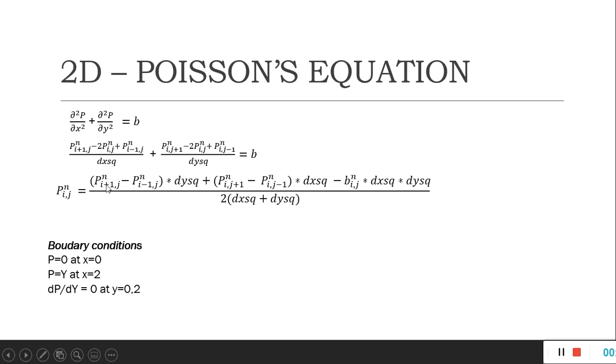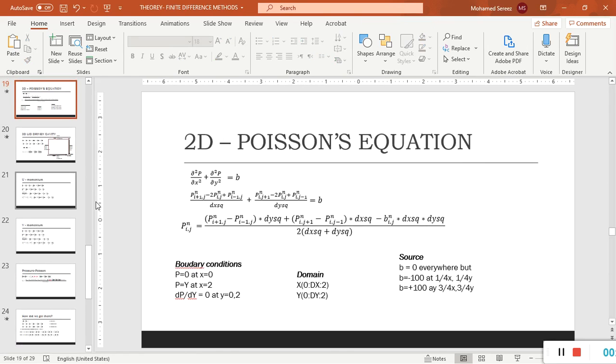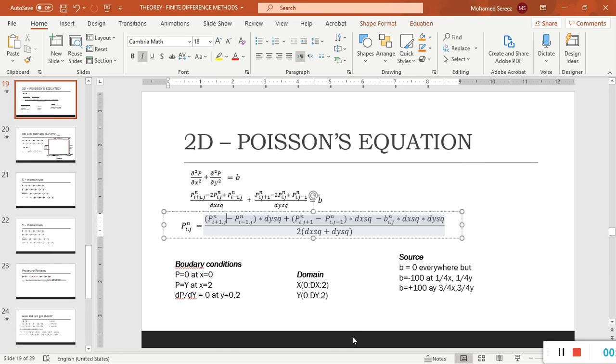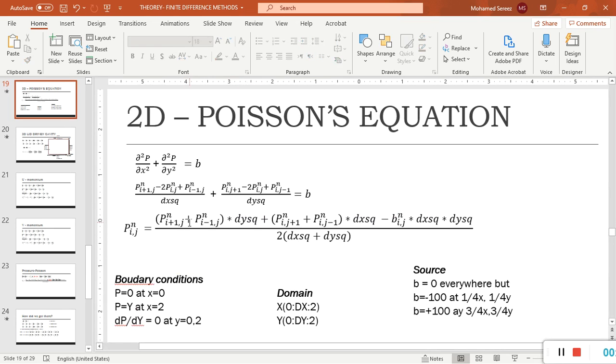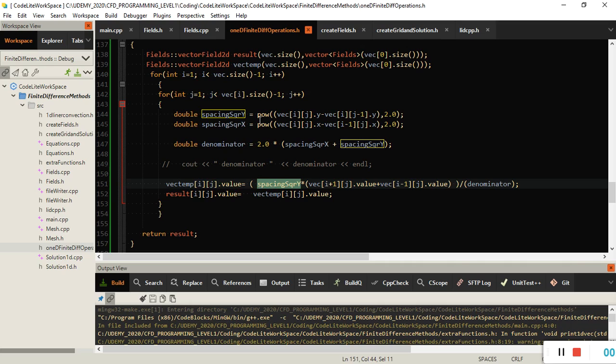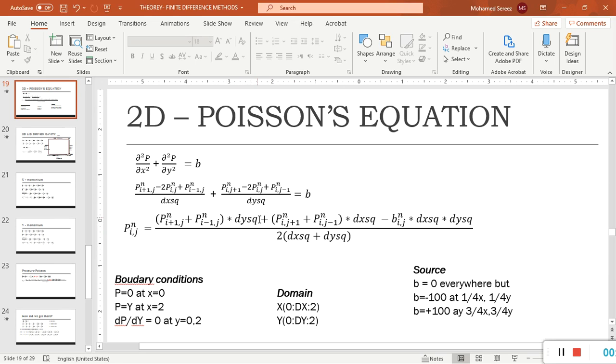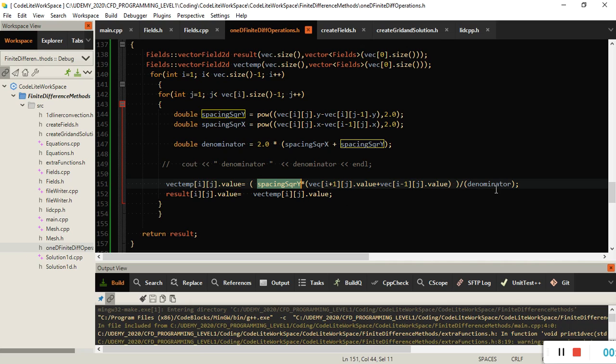So the value at i plus 1 minus the value at... it should be a plus here, so this is my mistake. It should be a plus, right? Okay, so the value at i plus 1 plus the value at i minus 1. So here we go: the value at i plus 1, j plus the value at i minus 1, j multiplied by dy squared, divided by the denominator.